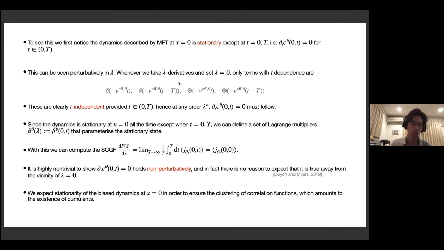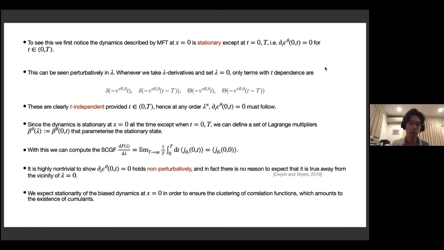When you try to compute the cumulant, you just take multiple lambda derivatives and then take the lambda to 0 limit. And you immediately see that the only terms under this limit with t dependence are these, which are clearly t dependent because t is in between these two values. So order by order, you can show these things, hence this fact that the epsilon is stationary in the bulk of the time domain.